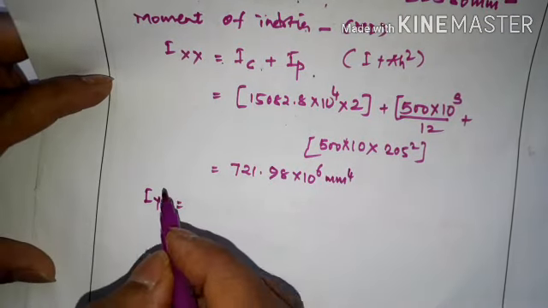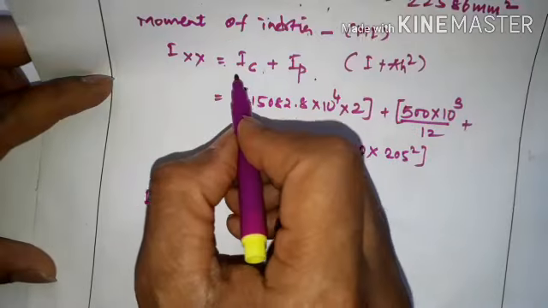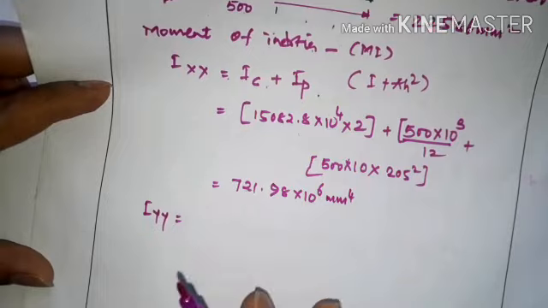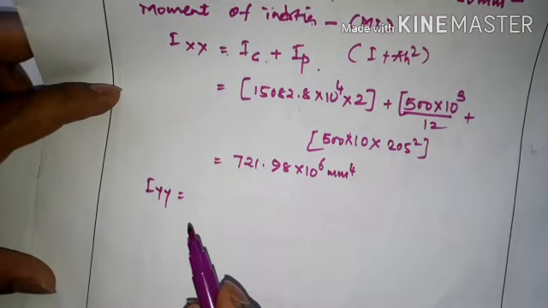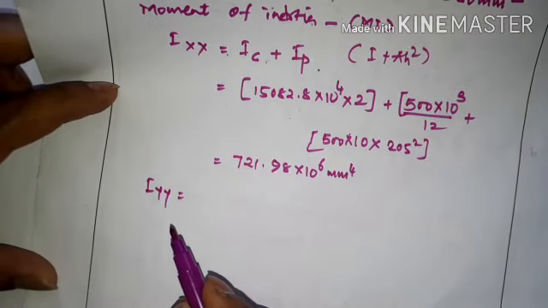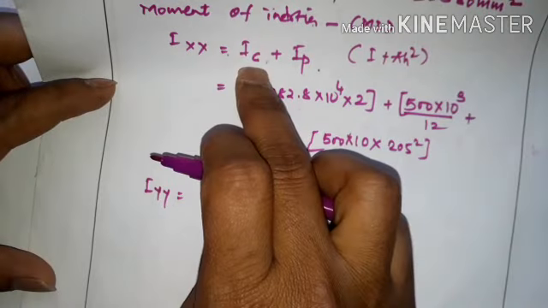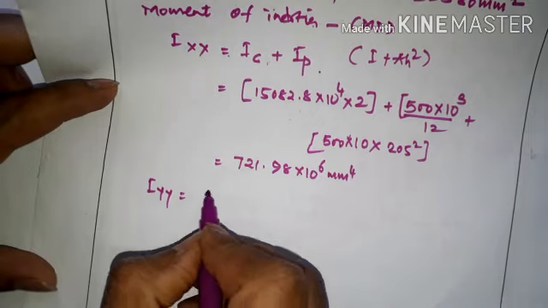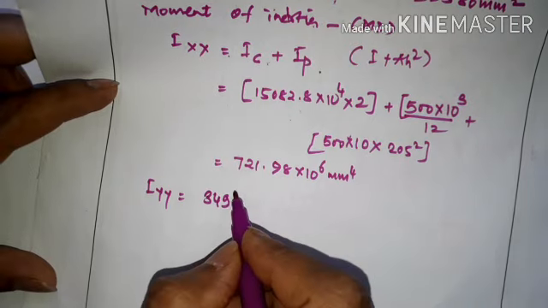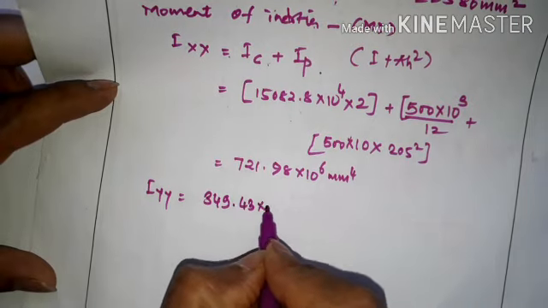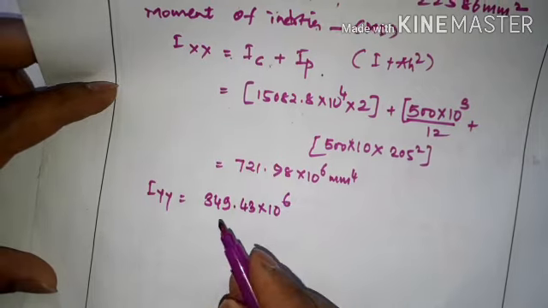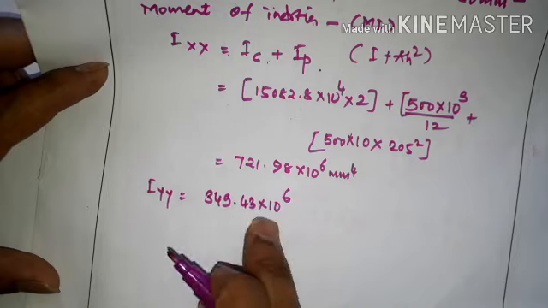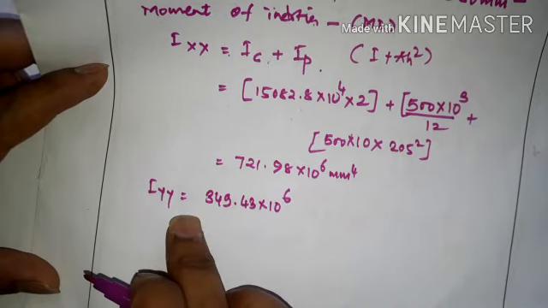Okay, then next is IYY. Again it is for channel and for plate. By using the formula I plus a square. For the channel we have calculated IYY already in the previous session, so I'll note down the same value, that is 349.43 into 10 raised to 6. If you go back and check IYY for channels, we have got 349.43. We have noted it down directly.